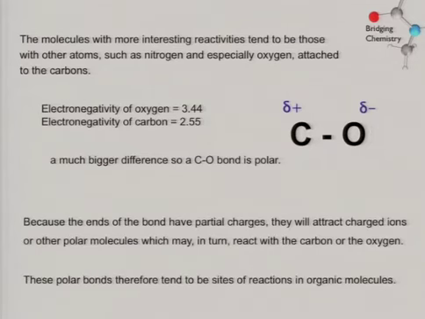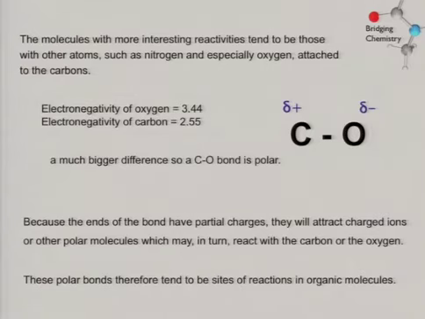Because the ends of the bond have partial charges, these can attract charged ions or other polar molecules that might be swimming by in the solution. Right? Dipole-dipole interactions, that sort of stuff that you talked about yesterday with Curie. And so this, in turn, can lead to a reaction happening. Right?